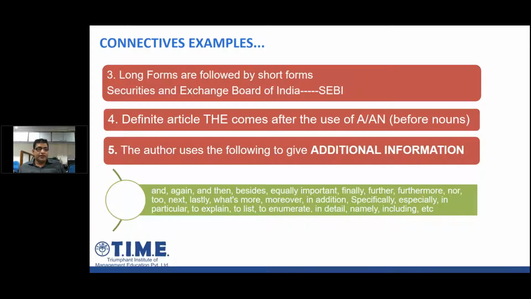And then fifth one is the author often uses the following to give additional information. Obviously, you see there are 6 sentences in this question type. In each of these question types, if there are 6 sentences, the author may also give additional information. And if the author is giving additional information in another sentence, he has to use certain important words. Without these linkers or connectives, he cannot give additional information. For example, after saying something, the author may say moreover, or additionally, or in addition, or specifically, something like that. So any of these words could be used to give additional information.